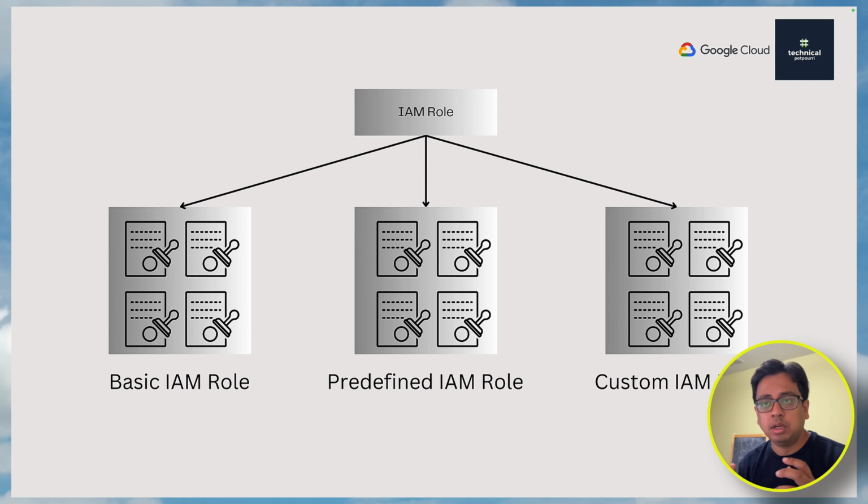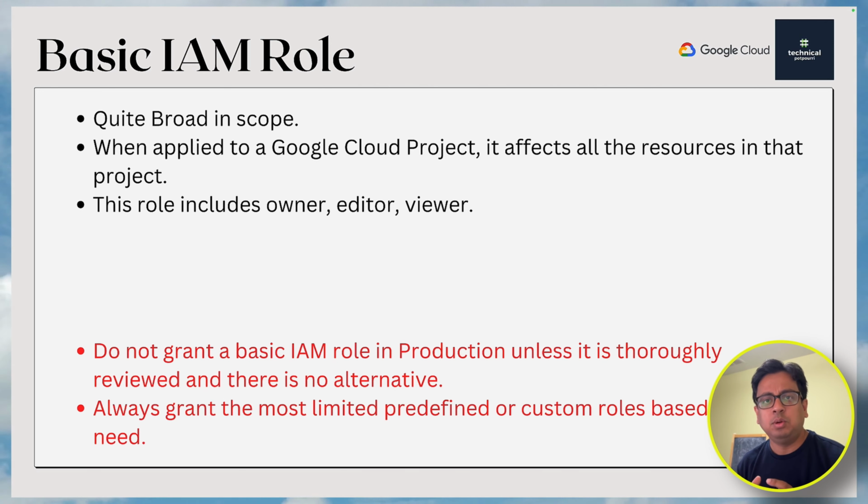So in IAM, in Google Cloud, we have three different types of role. One is the basic role, one is the predefined role, and one is the custom role. Let's talk about the basic role. Basic roles are quite broad in scope, and when applied to a Google Cloud project, they impact all the resources in the project. These roles have three different types: owner, editor, and viewer, which is very easily understandable. Owner means they can do whatever they want on the resources. Editor means they can edit, and viewer means it's a read-only type of permission. They can read or they can use, but they cannot change. Editor means they can change, and owner means basically they have superpowers.